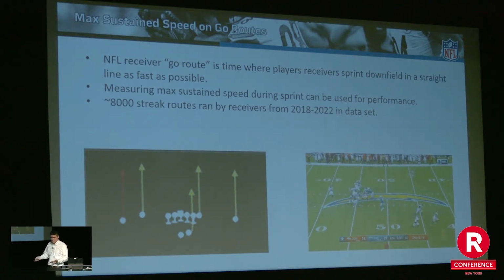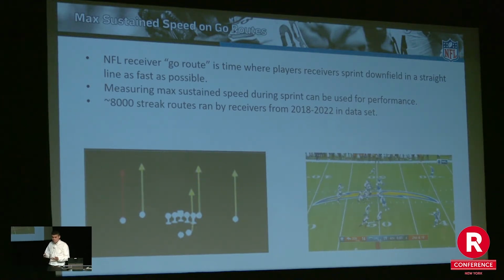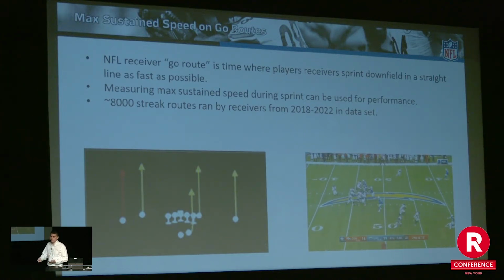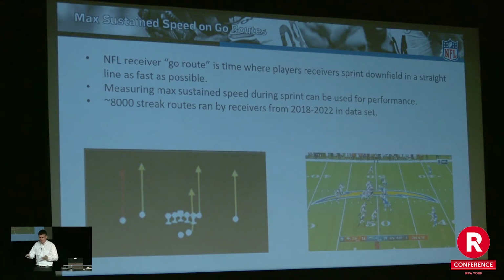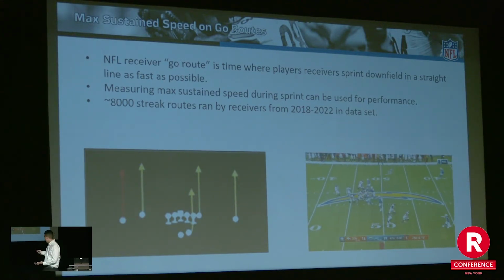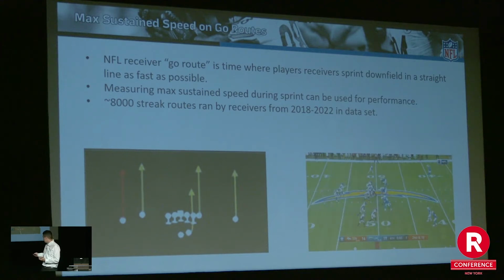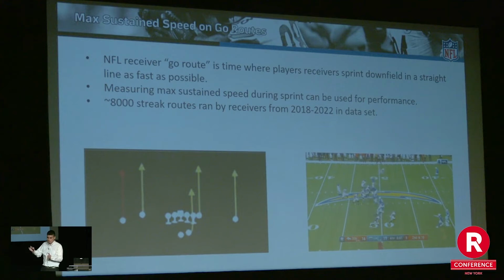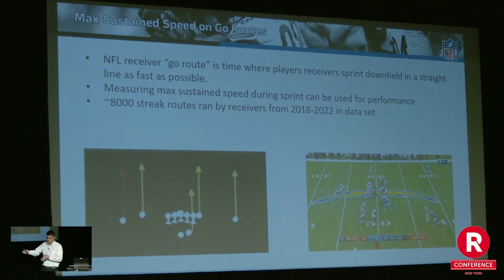So within this framework, what we decided to do is look at max sustained speed. The reason we want to use sustained speed as opposed to just a straight max is we don't want to be susceptible to an outlier that pulls the data to a certain place that it's not. So we're looking at their max sustained speed over a 0.5 second interval.